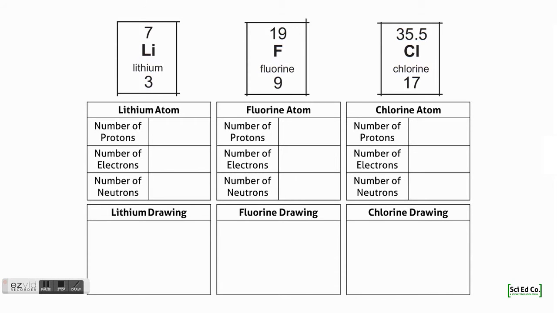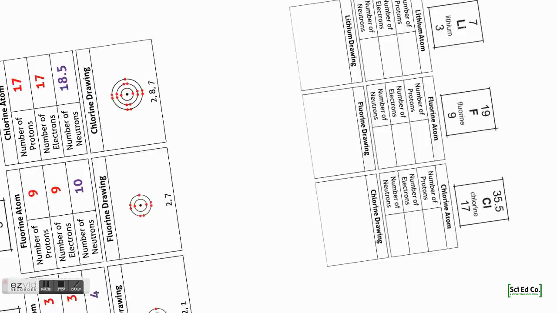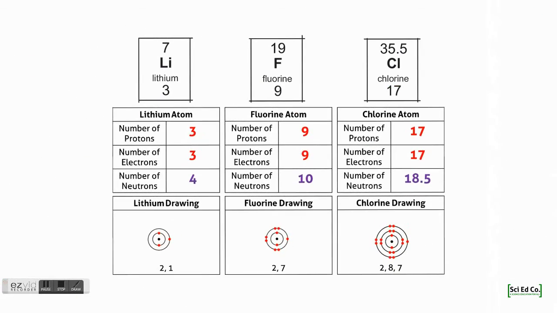Right, let's have a look at the answers. As you can see, lithium has an electronic configuration of 2, 1. Fluorine has an electronic configuration of 2, 7. And chlorine has an electronic configuration of 2, 8, 7. Please pause the video here if you'd like to review your answers.